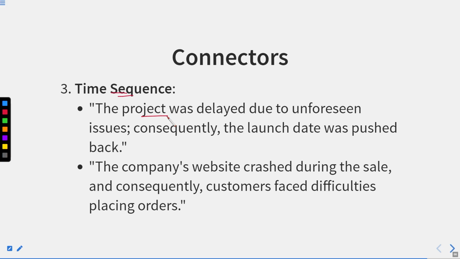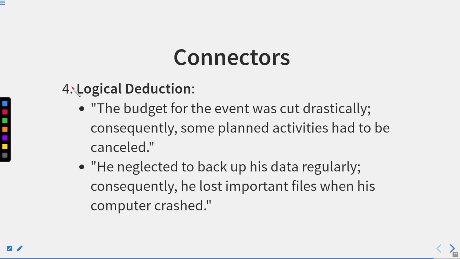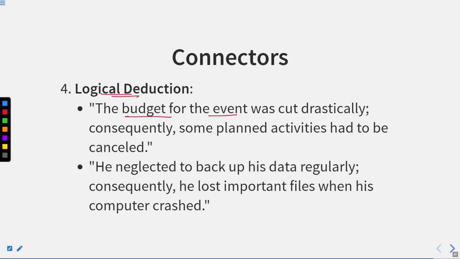Time sequence. The project was delayed due to unforeseen issues. Consequently, the launch date was pushed back. The company's website crashed during the sale and consequently customers faced difficulties placing orders. Logical deduction. The budget for the event was cut drastically. Consequently, some planned activities had to be cancelled. It means the budget which was set was cut, and because of which, what happened? Some planned activities had to be cancelled.